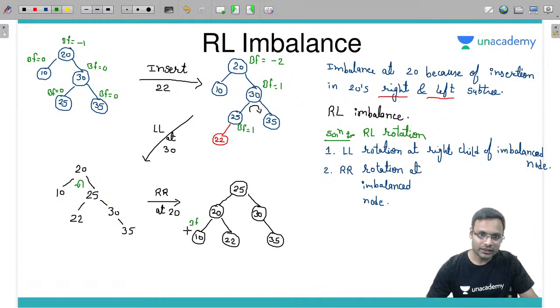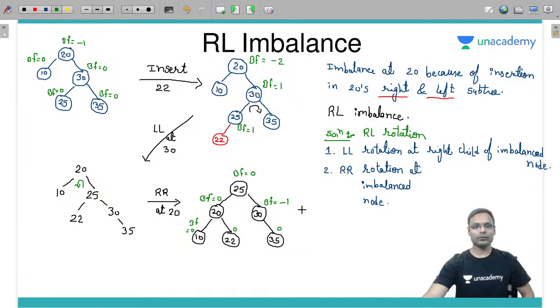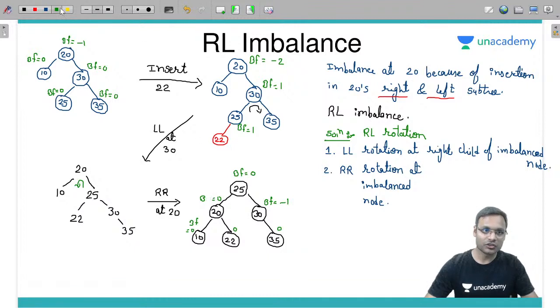Balance factor here is 0, 0, 0. Balance factor here is -1, 0, -1. Here the balance factor is what? 0. Balance factor here: 1 minus 1, minus 1, 2 minus 2, 0. So the balance factor here is again 0. So you can see the tree is a balanced tree. I hope you guys understood how to do that.